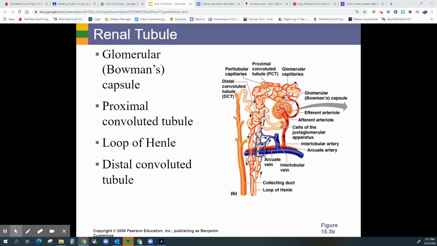So this is directly away from the glomerulus itself. It's going to go down and make a little bit of a loop here at what we call the loop of Henle. And then the minute it comes off the loop of Henle and starts to go back up, it becomes what we refer to as the distal convoluted tubule. So the proximal is directly from the Bowman's capsule to the loop, and then the distal is from the loop to the end of this basic process here.